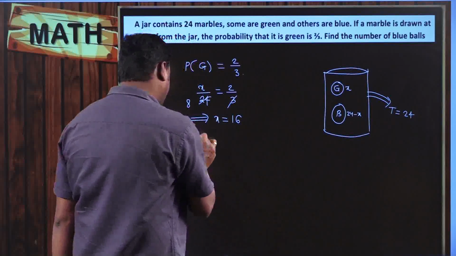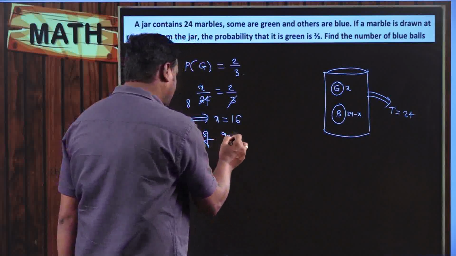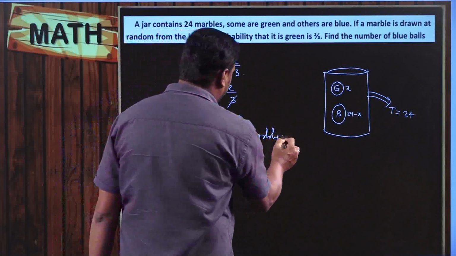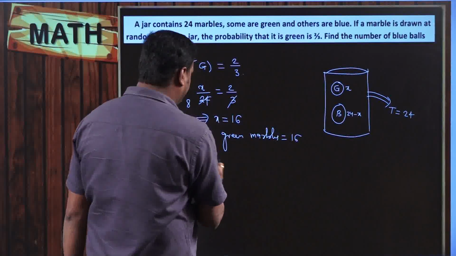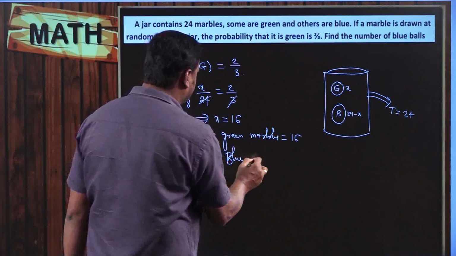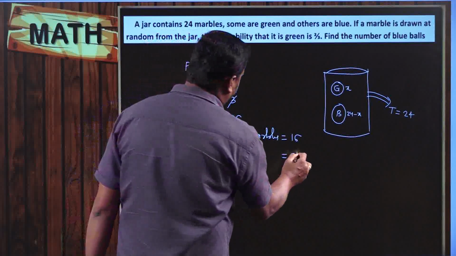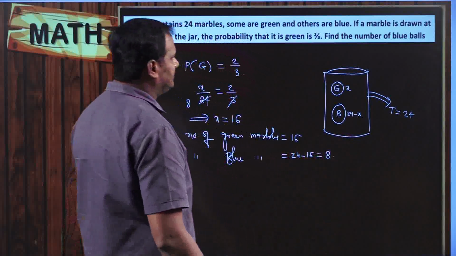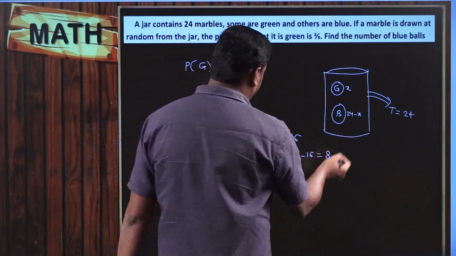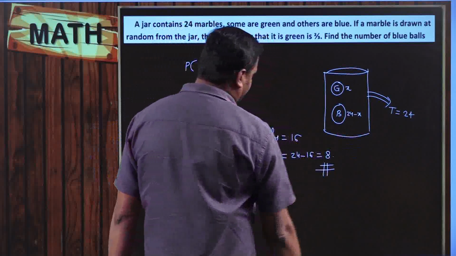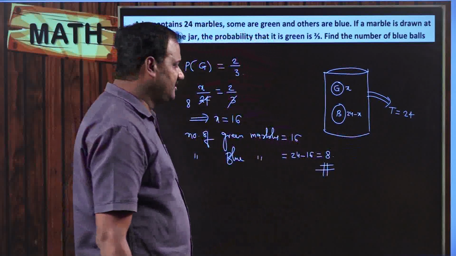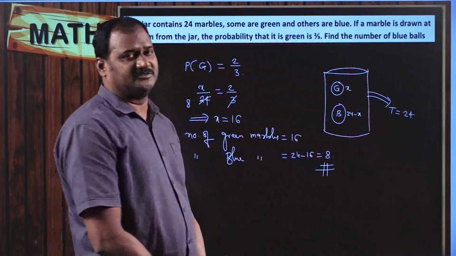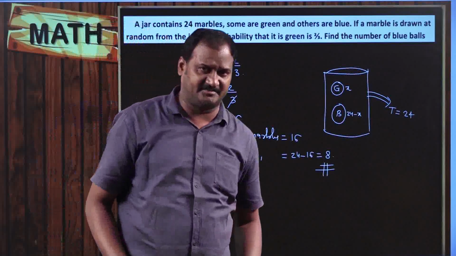So the number of green marbles is equal to 16, and the number of blue marbles is 24 minus X, which means 24 minus 16 is equal to 8. So the number of blue marbles is going to be 8. This is similar to the previous problem, and these are exactly the kind of problems given in previous board examinations.